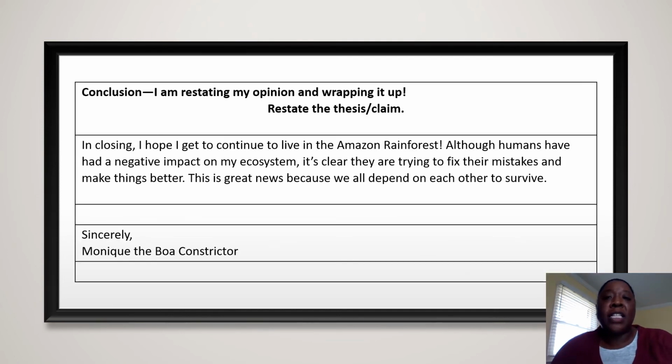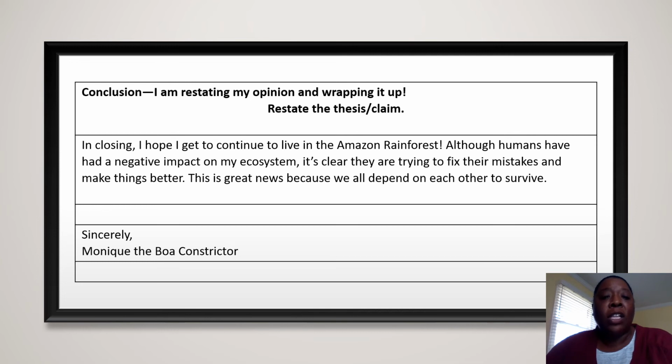The last section is conclusion. Here, I am restating my opinion and wrapping it up. So, the signal or phrase that I decided to use to let my reader know that I'm wrapping up my entry is in closing. You could say in conclusion, therefore, in summary. It really just depends on your choice and writing style.